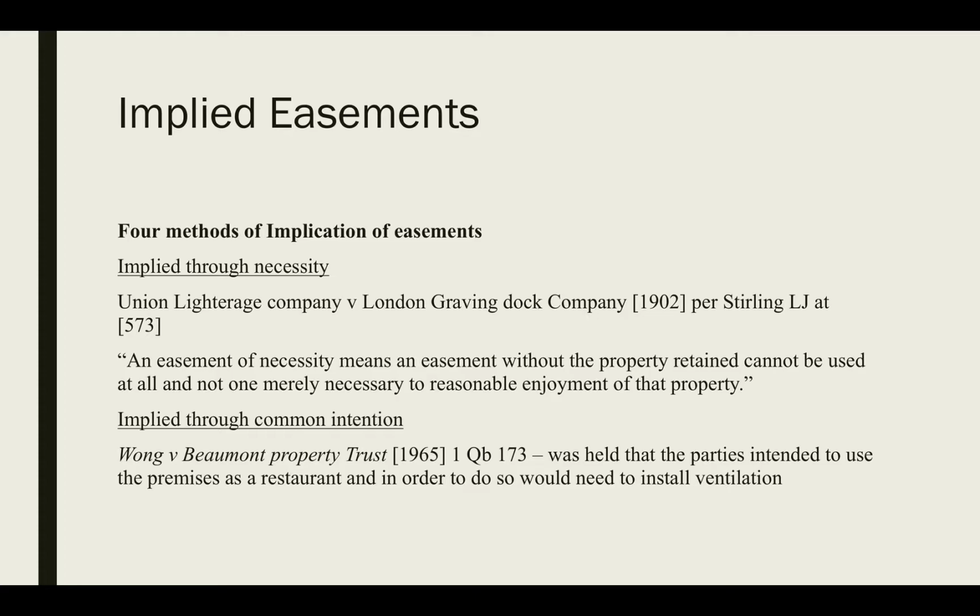The first method of implication is through necessity. Sterling LJ at 573 in the case of Union Lighterage Company v London Graving Dock Company provided that an easement of necessity means an easement without which the property retained cannot be used at all, and not one merely necessary to reasonable enjoyment of that property.